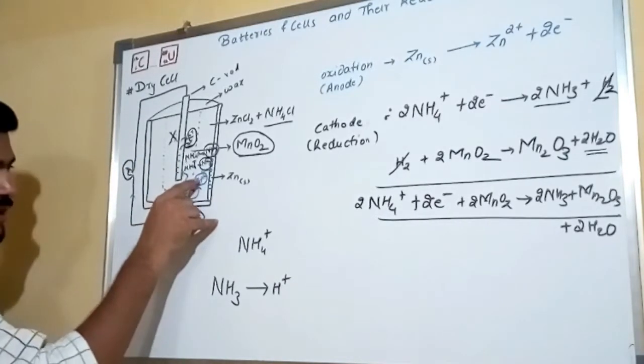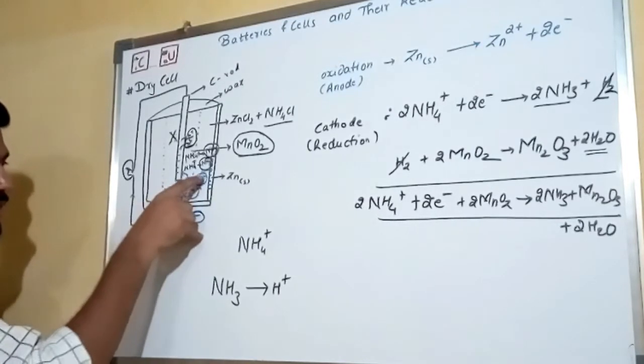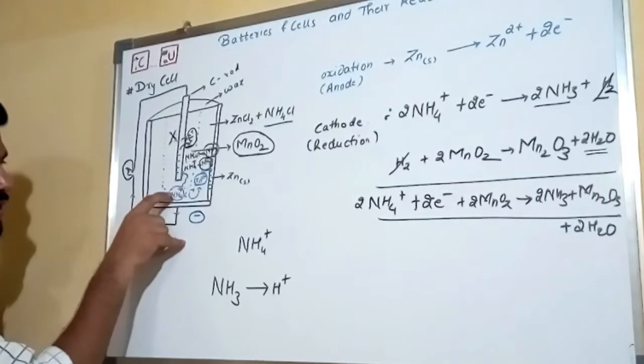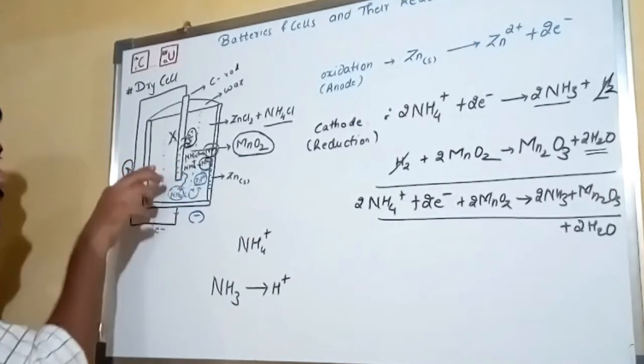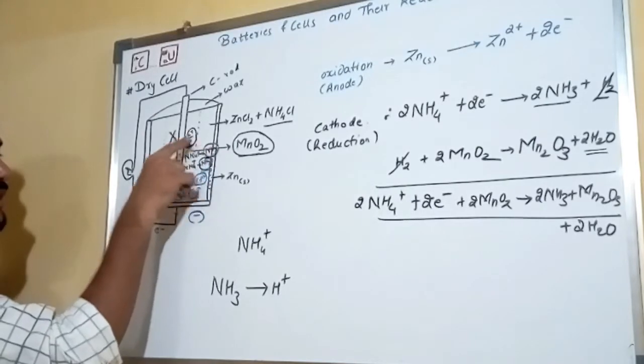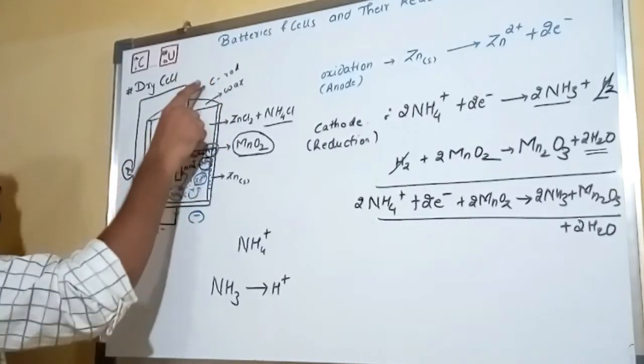This zinc will pull away the chloride ions from ammonium. This ammonium will be left behind, it will be forming zinc chloride. This ammonium will travel towards the carbon rod. On reaching the carbon rod, it will get decomposed into NH3, leaving behind H plus. This H plus will accept electron, giving you hydrogen gas.